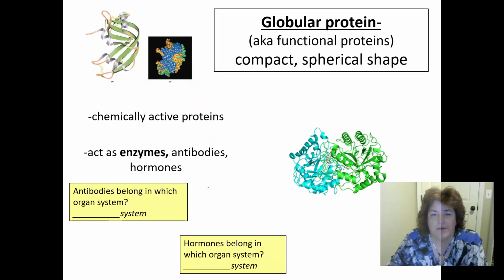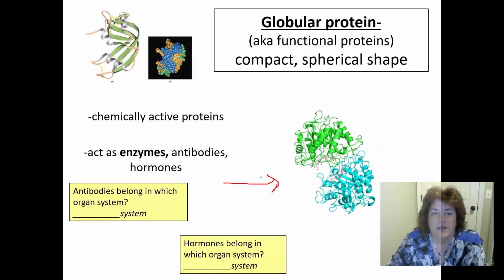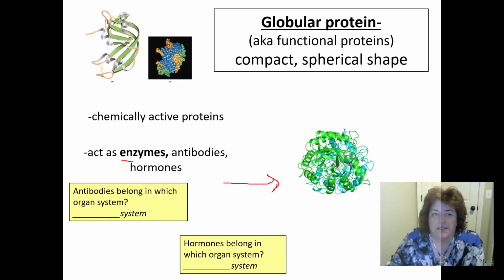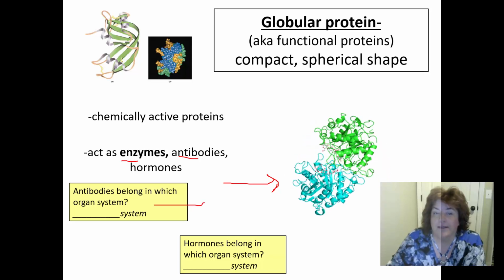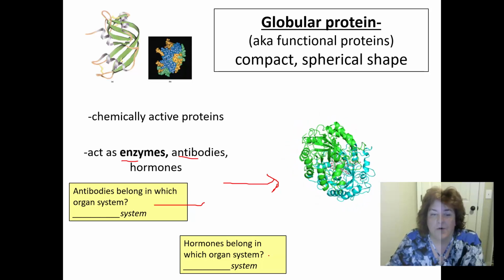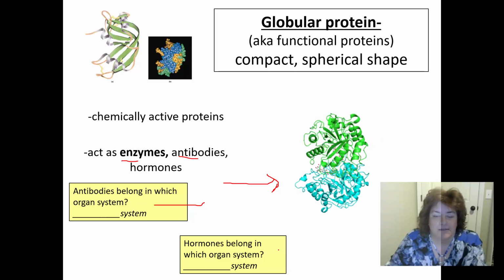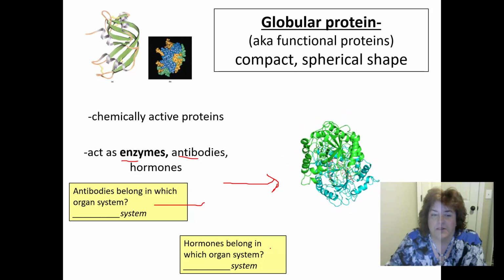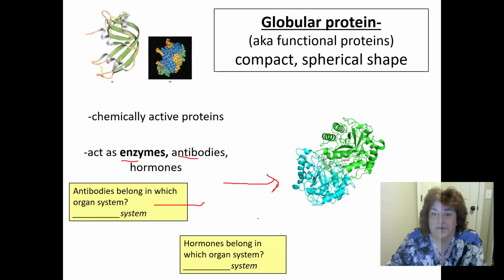Now the other shape is globular, and again this is more of a round, like a globe, if you want to think of it that way. So some proteins are going to fold up into this type of shape. So we're going to see these with enzymes, antibodies, and antibodies are found in the immune system. So if you remember, you work on your organ systems. The hormones are going to be chemicals that control our body and regulate our body. They're found in the endocrine system. So again, proteins are very, very important in all different systems of our body.